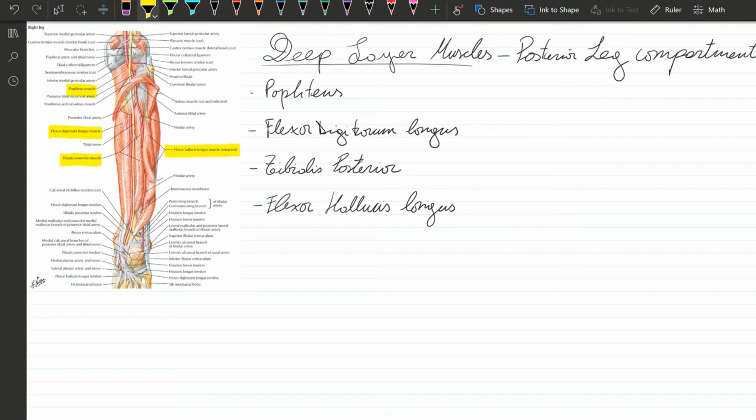Okay, so I'll be talking about the deep layer muscles, the posterior leg compartment, and they are going to be comprised of the popliteus, flexor digitorum longus, tibialis posterior, and the flexor hallucis longus. Let's start with the popliteus.